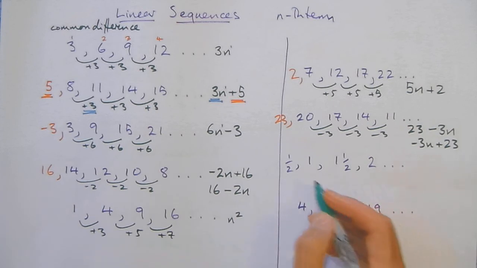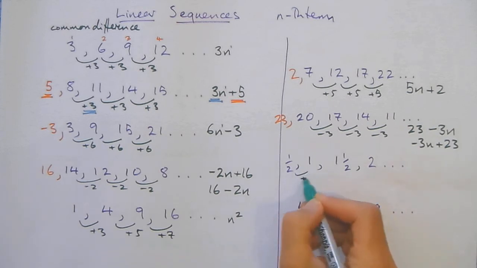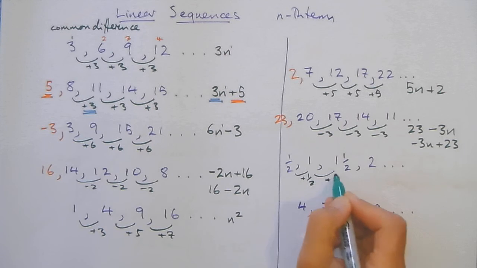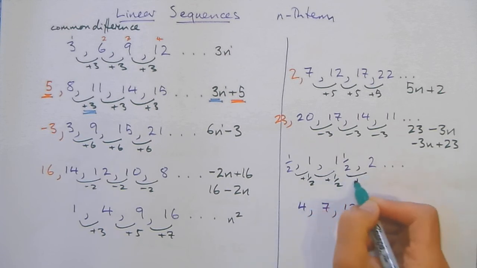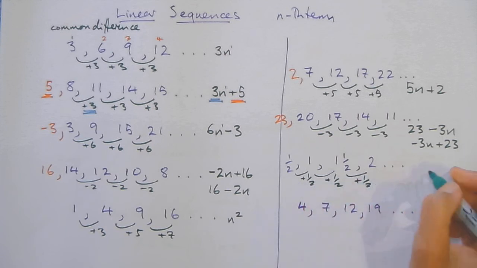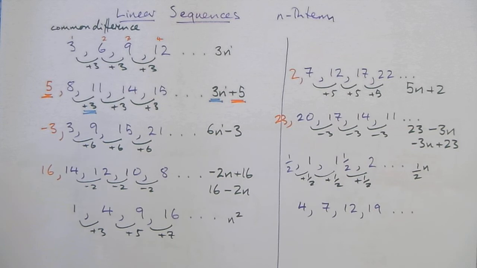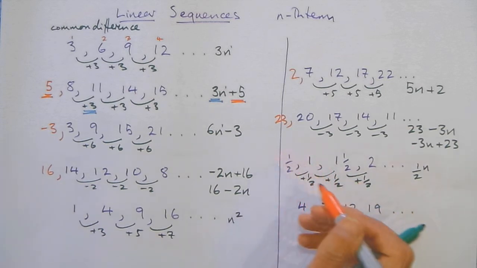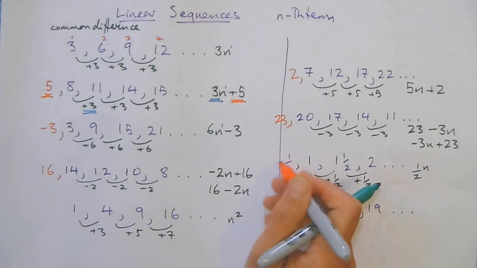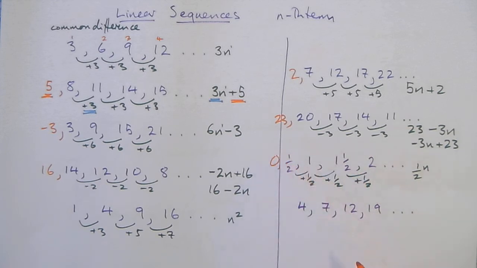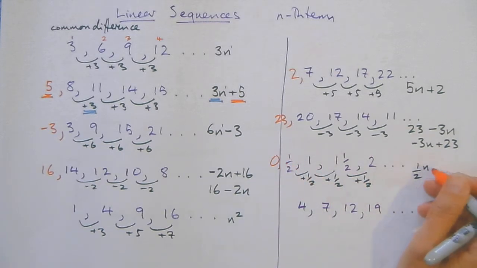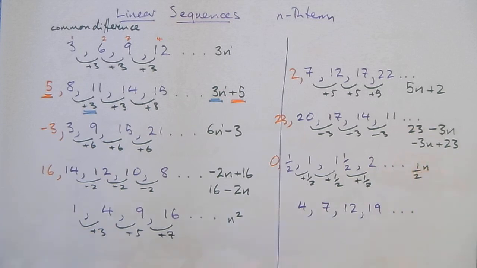Right, how could we confuse you? Plus a half, plus a half, plus a half. All right, so they're still the same. So we don't change the rule. That number goes in front of n. What would the previous term have been? Oh, the previous term would have been nothing. So this one is half n plus nothing. That's fine, isn't it? We can do that. Half n plus nothing, half n.